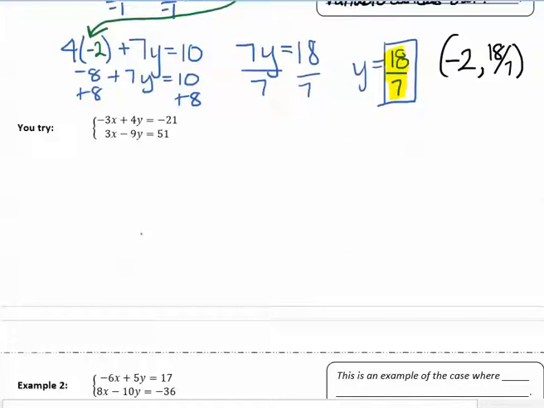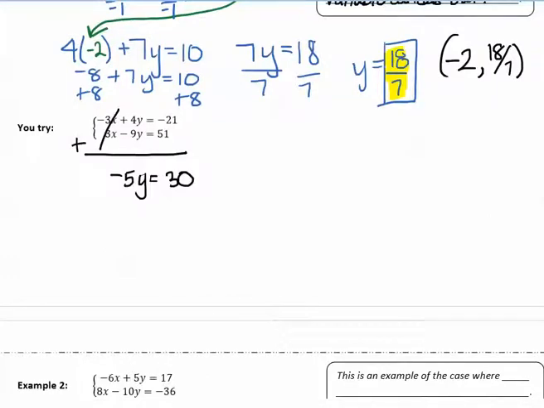Okay, I want you to pause the video, give yourself an attempt, and then when you need help, if you get stuck or you need to know what the answer is, go ahead and push unpause. Okay, did you do the first step correctly? Did you add the equations and then the -3x and the 3x canceled? Okay, so we should get -5y is equal to 30. Let's move on to the next step.